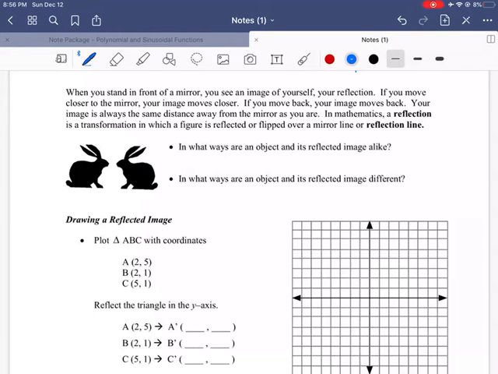So in what ways are an object and its reflected image alike? Well, it's the same size, and it has the same shape. And what are they different? Well, they have opposite orientation.